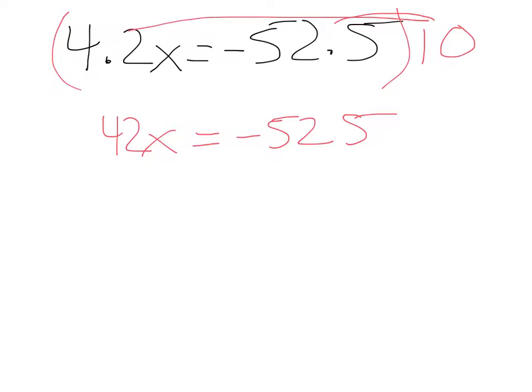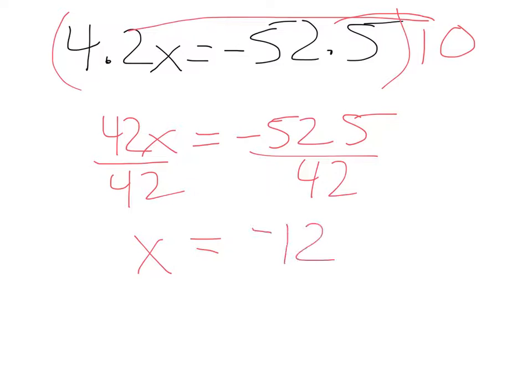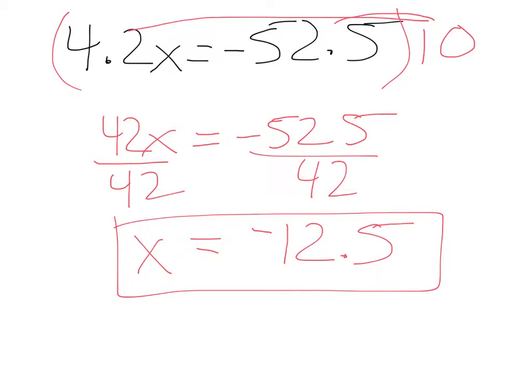So now I can just divide by 42, and it makes it really simple to figure that out. So of course, if we do that, we'll end up getting that x is equal to negative 12.5. And we can plug that back in for x and find out that that is in fact the right answer.